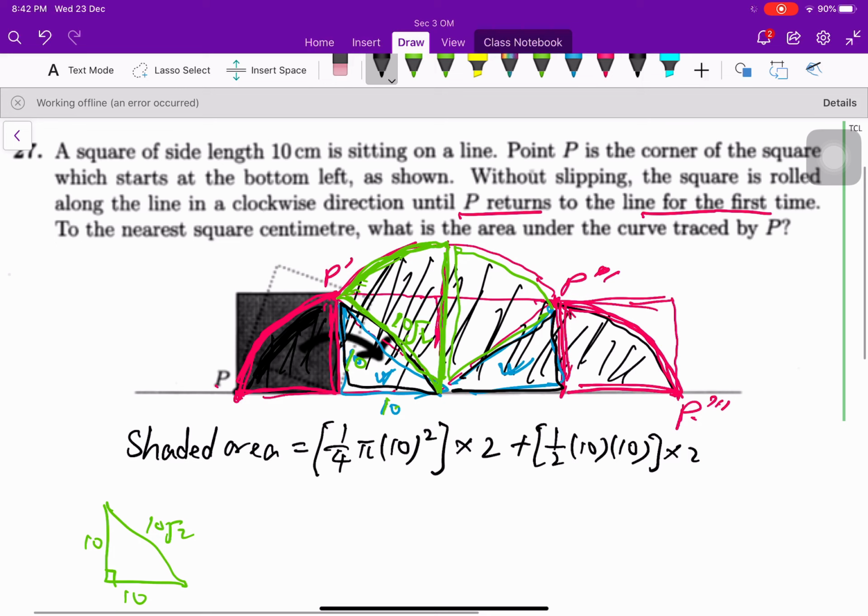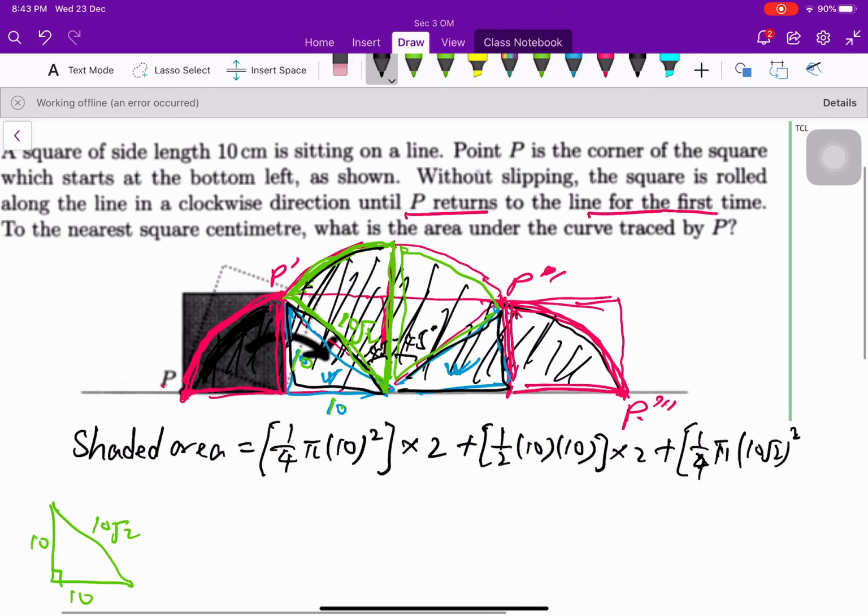Therefore, in this case, that will be plus half, and then pi, 1/4. This is actually 1/4. Can you see that this is 45 degrees? This is also 45 degrees. Therefore, half pi times 10 square root 2, squared. And then you have two of them, therefore you times 2. Right?